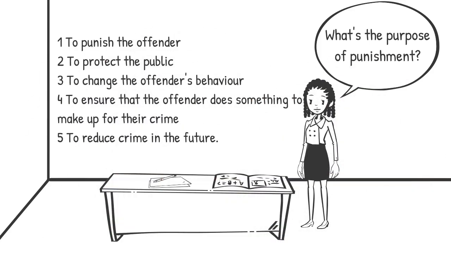Judges and magistrates have reasons for deciding on the sentence of an offender. Their motives will be a combination of the following objectives: to punish the offender, to protect the public, to change the offender's behavior, to ensure that the offender does something to make up for their crime, and to reduce crime in the future. Different people have different views on which are the most important. Most judges or magistrates will want to try to ensure that the offender does not get into trouble again.